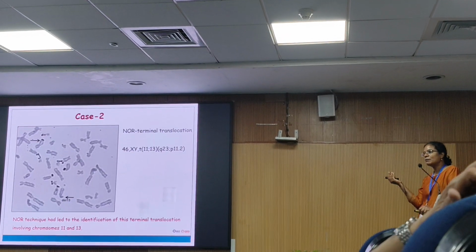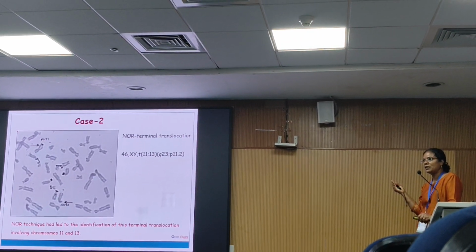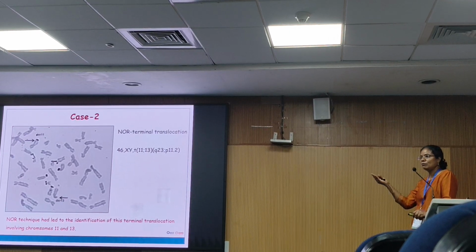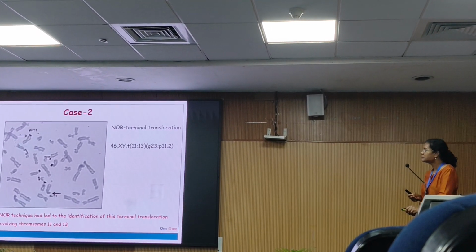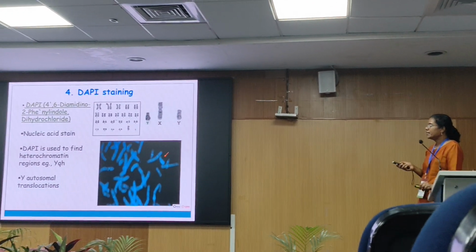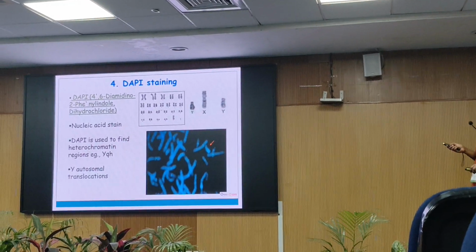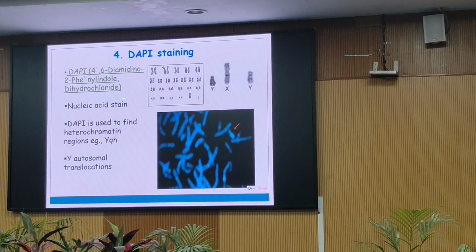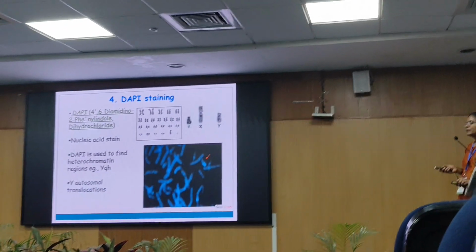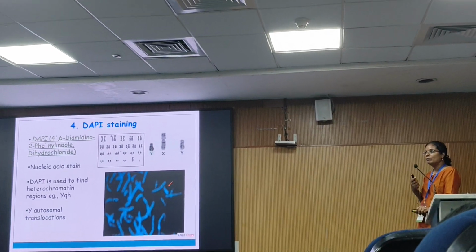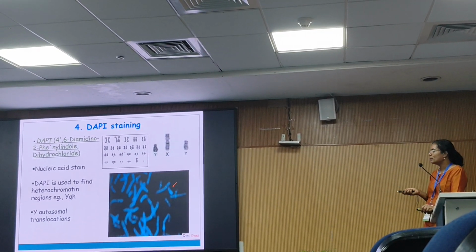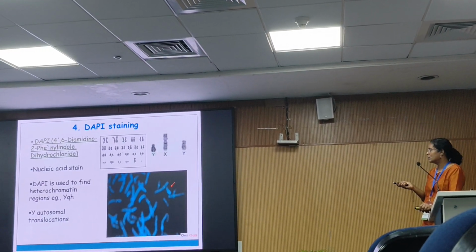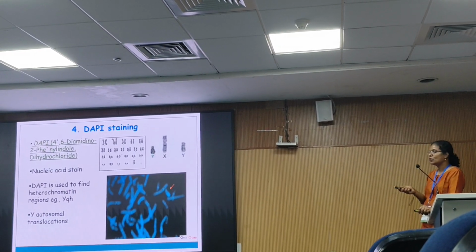So next time when they came for prenatal, we also did prenatal and checked for the translocation. They had a normal baby. The other staining is DAPI. This is a fluorescent stain which will stain the nucleic acid. You should have a fluorescent microscope, because this fluorescent stain will be seen only under the microscope.